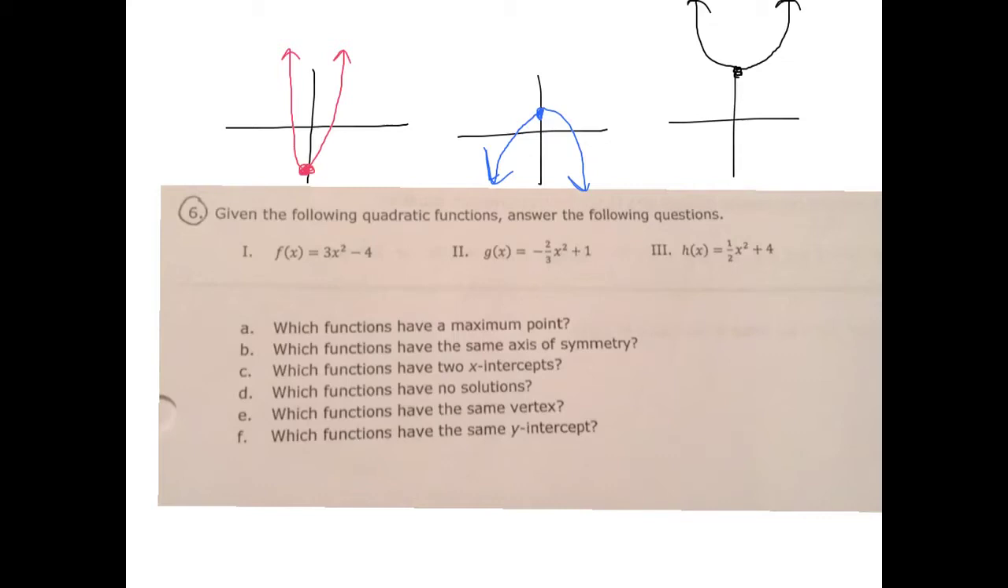Alright, so then it says, A says, which of the functions have a maximum point? So which ones have a high point? Right, the only one that has a high point is graph 2. That is a high point.